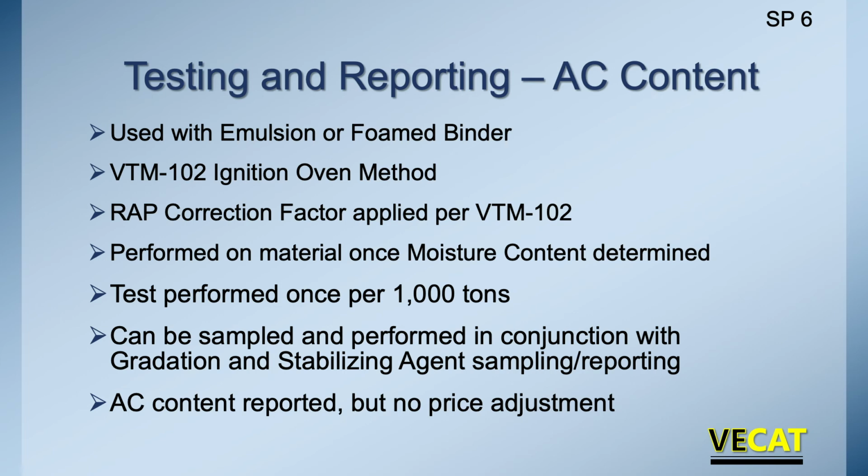We're doing both of these every 1,000 tons. We're doing it when we're doing all the rest of our sampling. AC content is reported, but it's not a price adjustment. So keep that in mind. Gradation is, AC content is not.